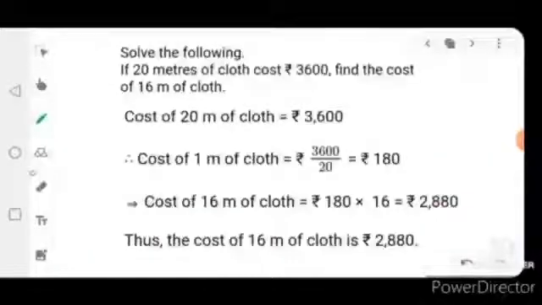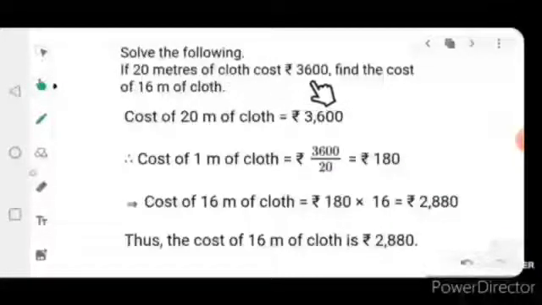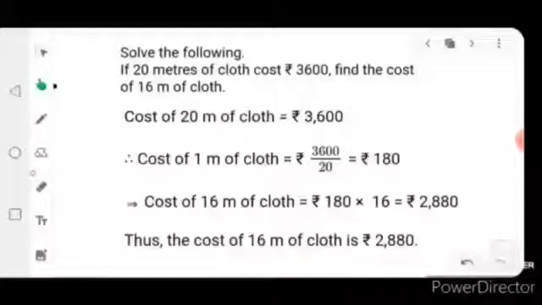Here, students, is the next example from your practice set. The question: if 20 meters of cloth costs 3600 rupees, find the cost of 16 meters of cloth. First of all, you will have to find the cost of 1 meter of cloth, and then multiply that cost by 16, because we have to find the cost of 16 meters of cloth.